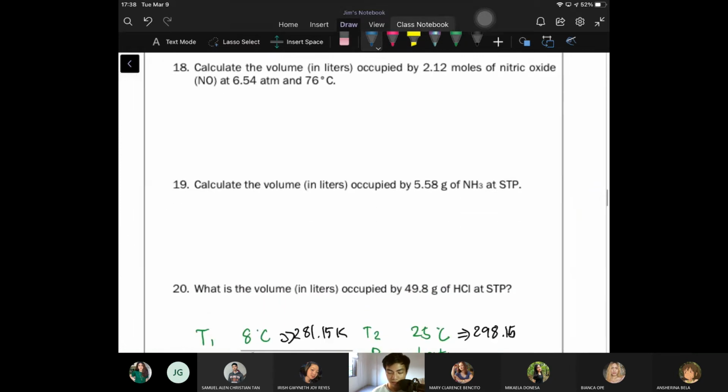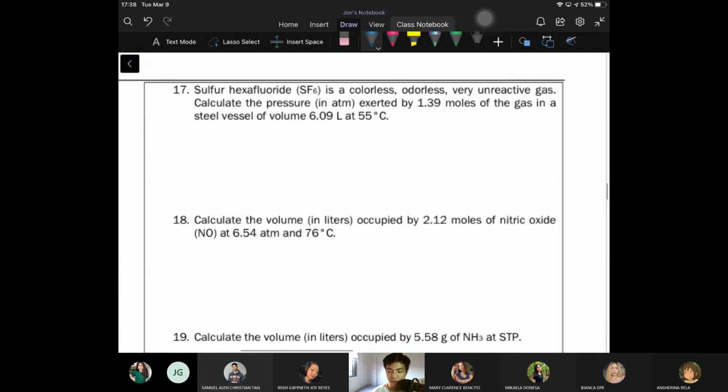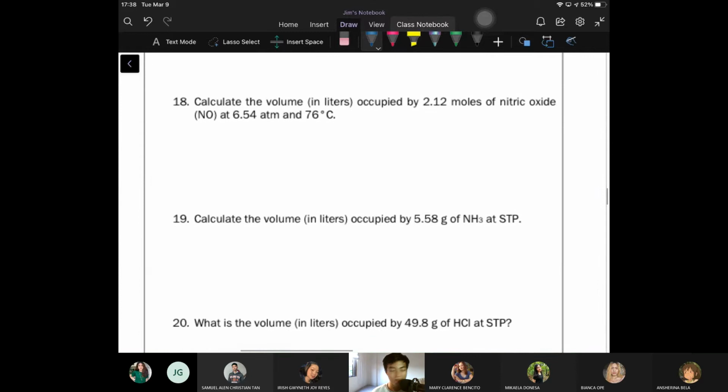Last one. Let's answer number 19. Last one na to. So number 19, calculate the volume in liters occupied by 5.58 grams of ammonia at STP.